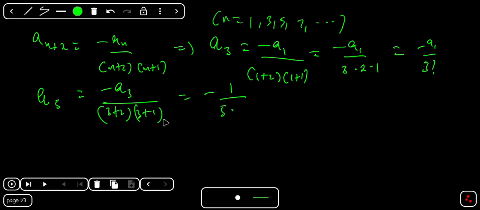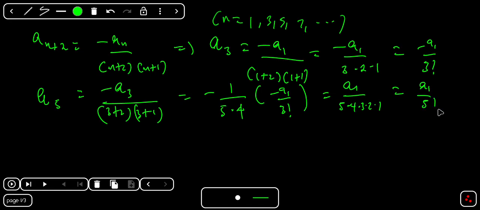Then multiply by 3 plus 1 will give us 4. Then we already have the value of a3, which is minus a1 over 3 factorial. Minus times minus will give us plus. So we have a1 over 5 multiplied by 4 multiplied by 3 multiplied by 2 multiplied by 1. That's 3 factorial, which is 3 times 2 times 1, and this was 5 factorial. So we have a1 over 5 factorial. That's a5.